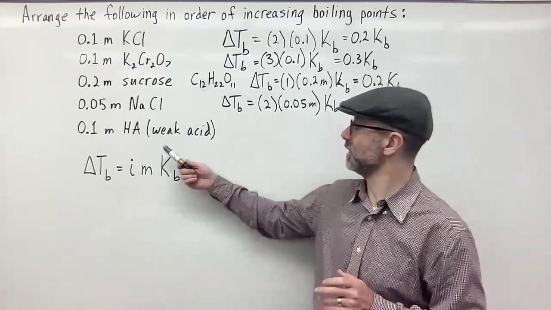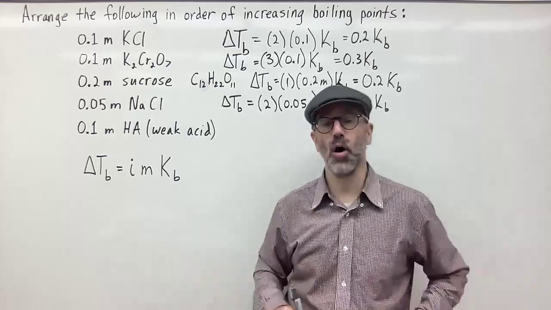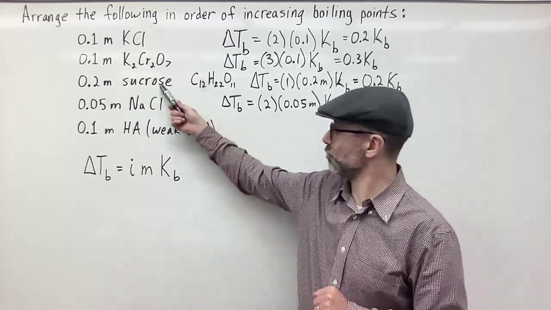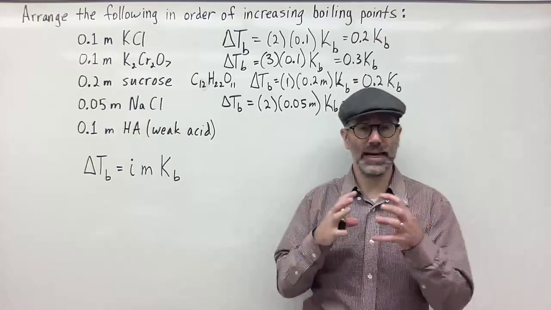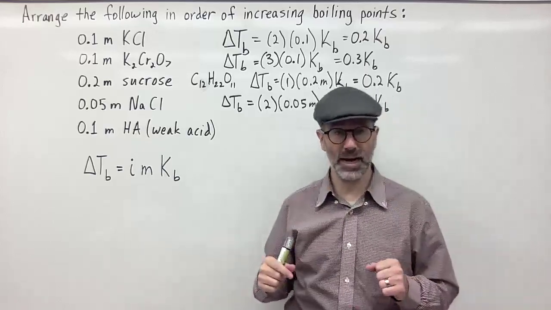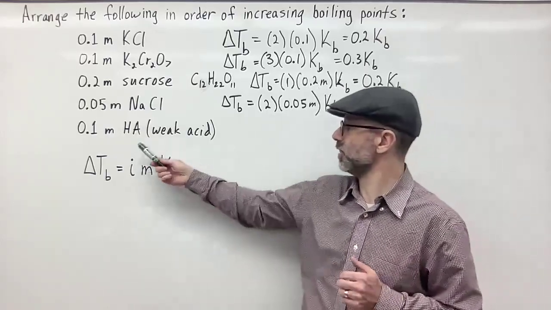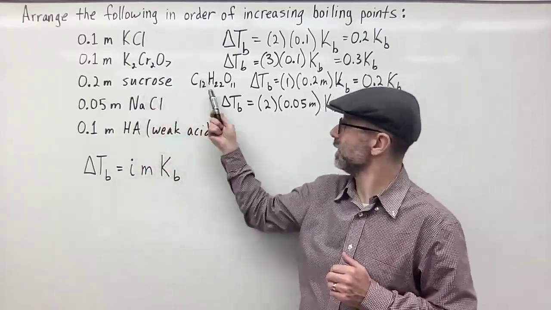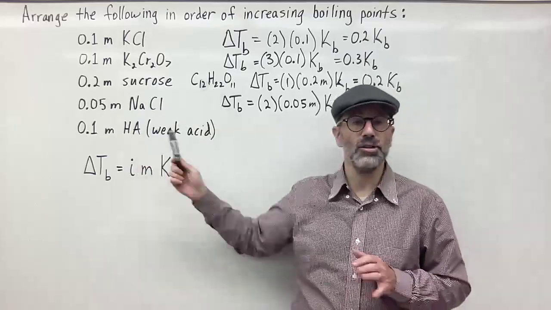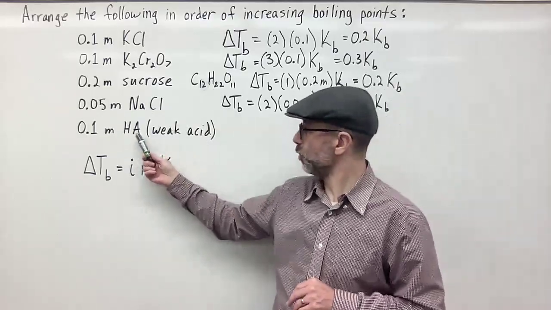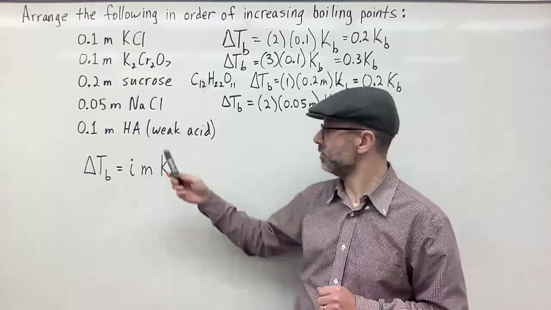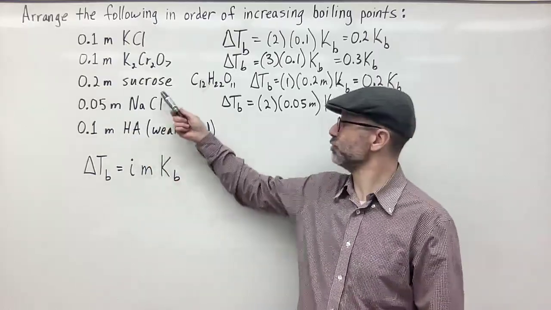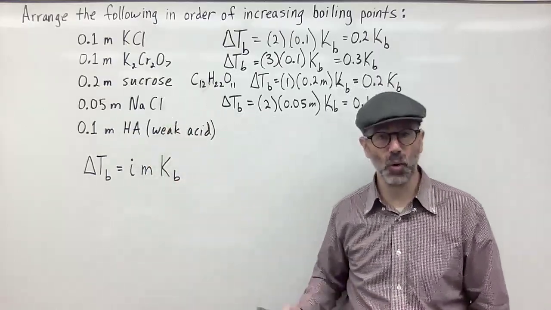Now, if this didn't ionize at all in water, like we had with sucrose, then this HA would stay together and none of it would ionize. And so this would be like sucrose where the Van 't Hoff factor is 1, right? If it ionized 0%, then it would act like sucrose and the Van 't Hoff factor would be 1.